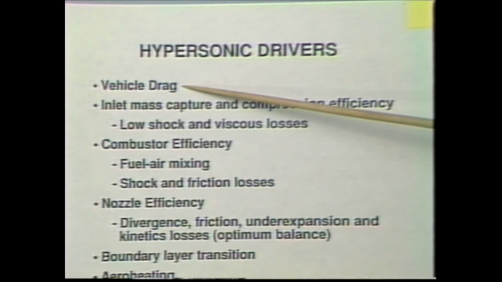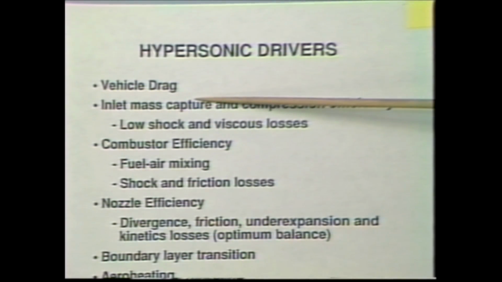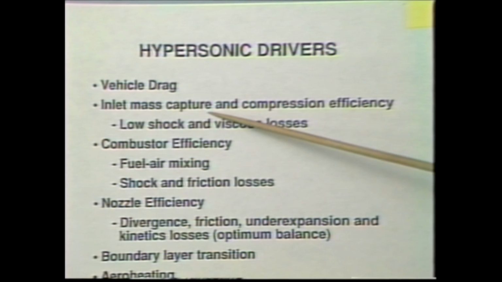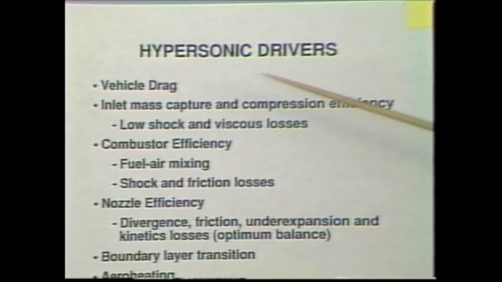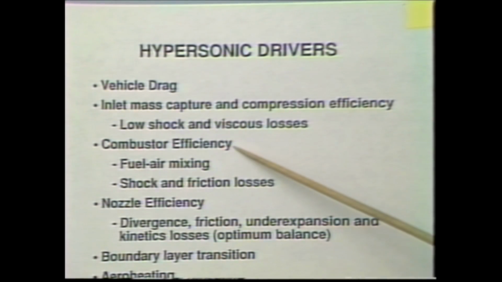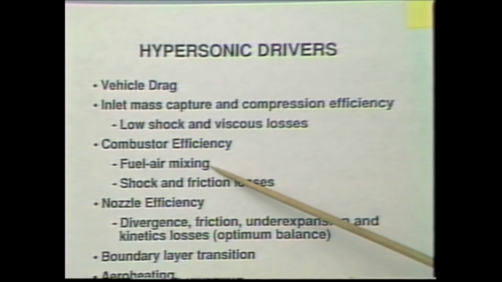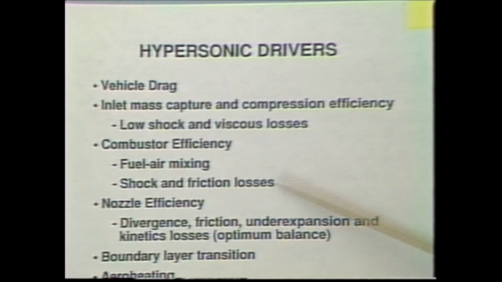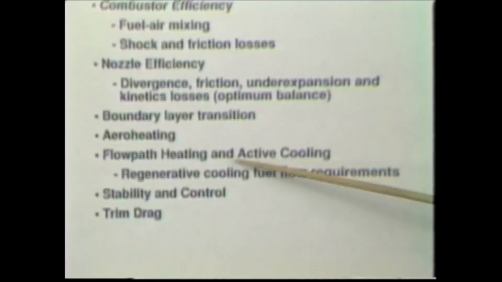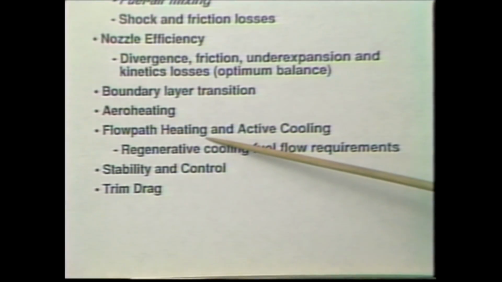There we're driven strongly by vehicle drag, the ability of the inlet to capture a lot of mass, and therefore produce thrust. Thrust is just proportional to mass capture. Then the compression efficiency of the forebody and inlet, in other words, low shock and viscous losses; combustion efficiency, which is driven by your ability to mix fuel and air, and any losses you have in the combustor; nozzle efficiency, there are a lot of components of that we'll talk more about later; boundary layer transition, aerodynamic heating, moving down, flow path heating and active cooling in the flow path.